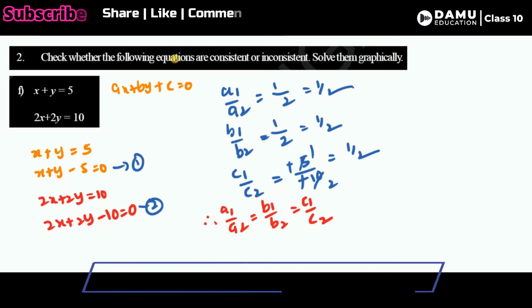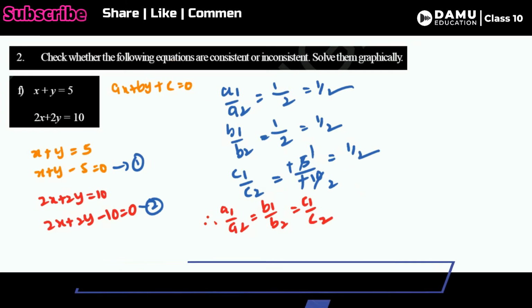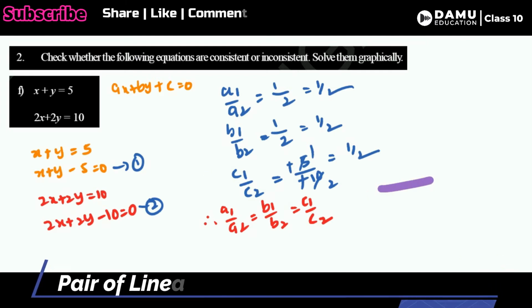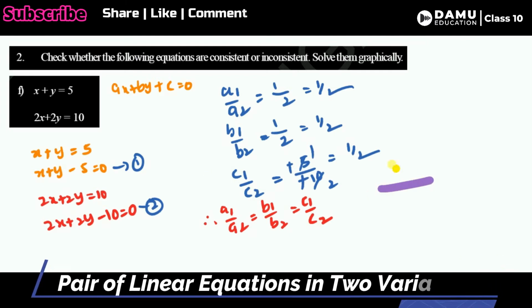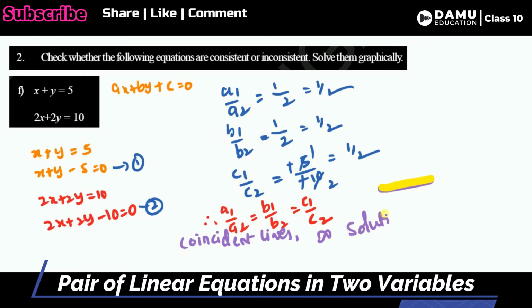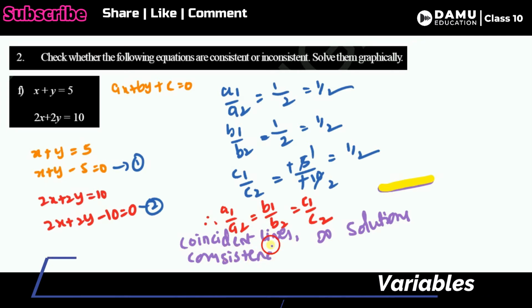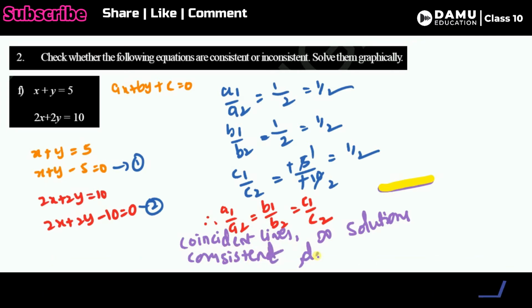The two lines are what? Coincident lines. So let's take this one as one line, then another line will be this one. So based on these coincident lines, write it down: coincident lines. Then how many solutions? Infinite solutions. Then that is consistent and dependent solutions. So based on this, we can say like this.